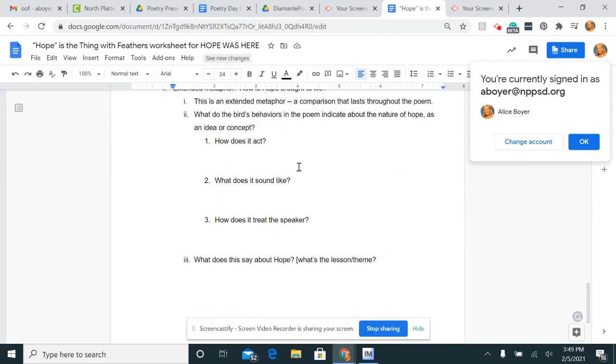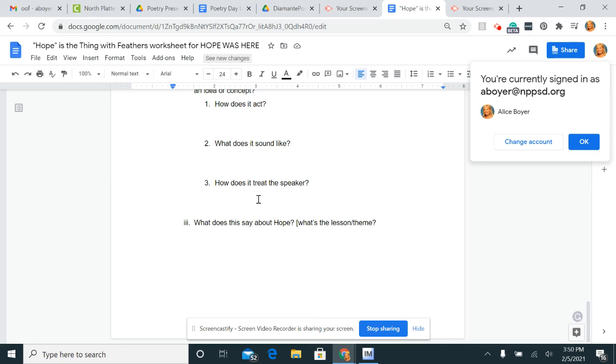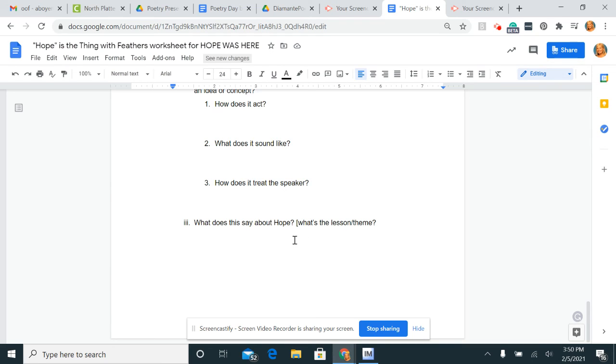And then the last question that I want you to think about is, what does the poem say about hope? What was Emily Dickinson hoping to get across through this poem? What was the lesson?